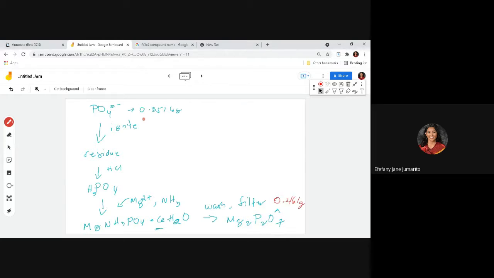Okay, so this is the process. You start with the phosphate, then phosphate ion, then you ignite, then you have the residue, and then you treat it with HCl, forming H3PO4. After that, you add magnesium and ammonium, forming magnesium ammonium phosphate hexahydrate. Then you wash and filter, and after that you have your precipitate.